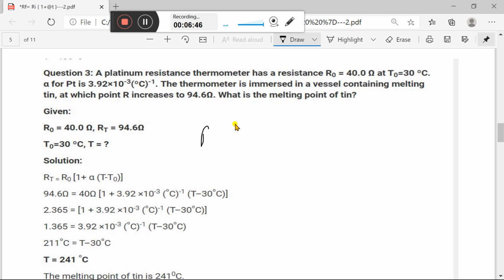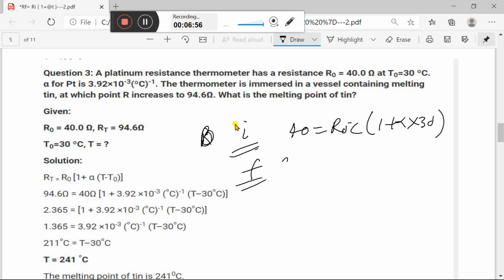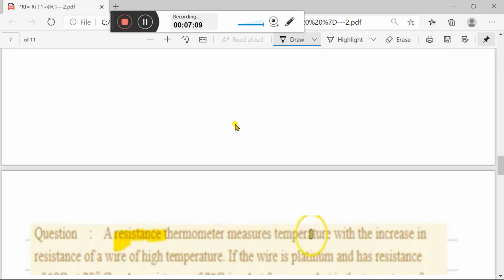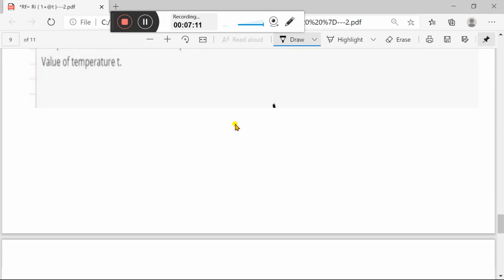Here the same condition, initial conditions are given: 40 equals R naught (not given) times (1 plus alpha, temperature 30). Finally the resistance is 94.6, R naught (not given) times (1 plus alpha, temperature T). Here alpha is given, so we can calculate T accordingly. Similar questions are given here.